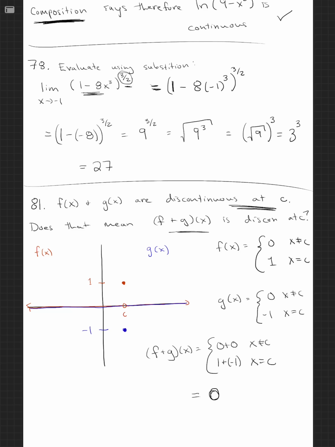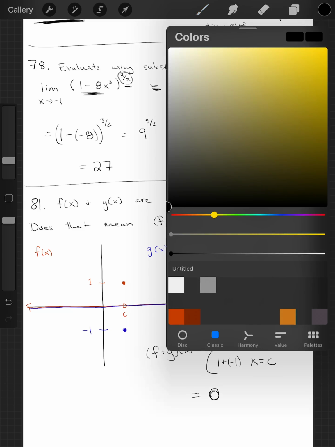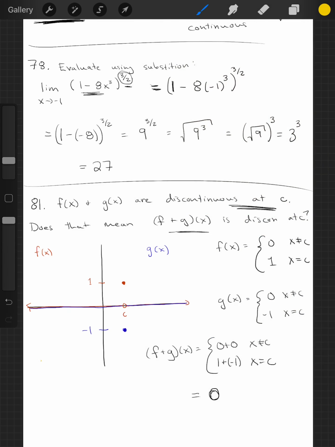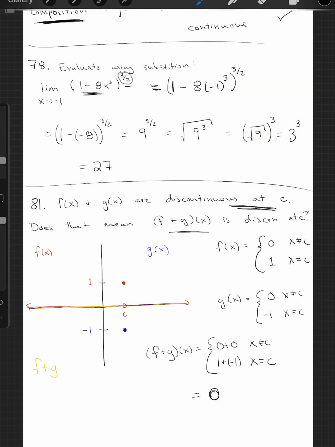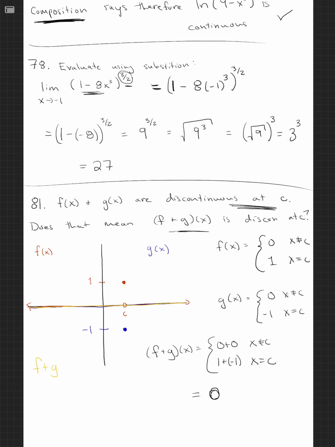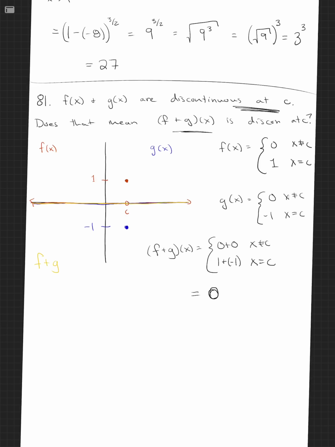Right? So f plus g is just this function all the way through. And that's definitely continuous. So this is a counterexample to the idea that discontinuous functions, when you add them, are discontinuous. It turns out that if you add two discontinuous functions together, if they play very nicely together, sometimes you get a continuous function out of it.